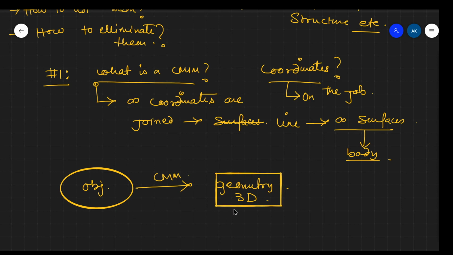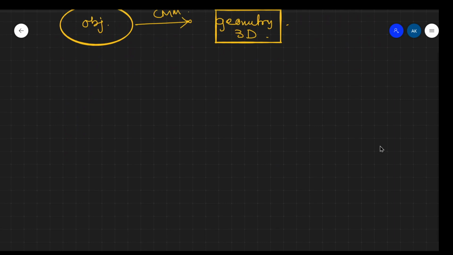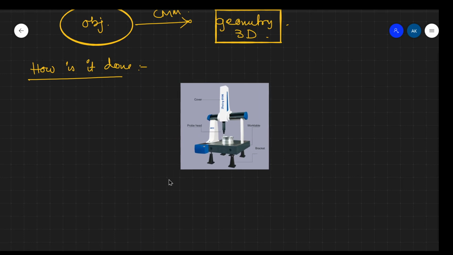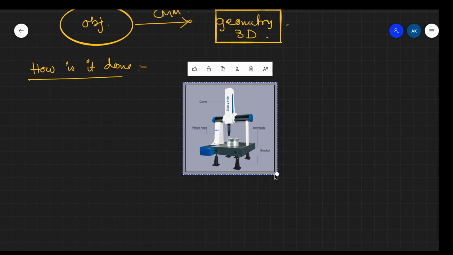Fine. So, how is it done? Next question: how is it done? Let me see. If I have a picture of a CMM, I will put it here. Then it will be easy for me to explain from there. Yes, it's there.